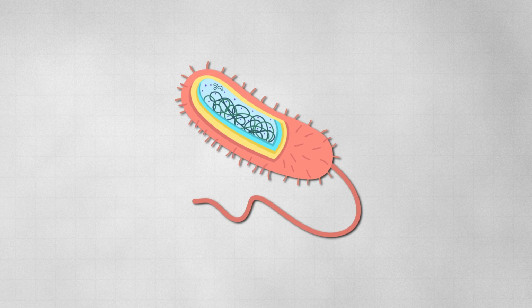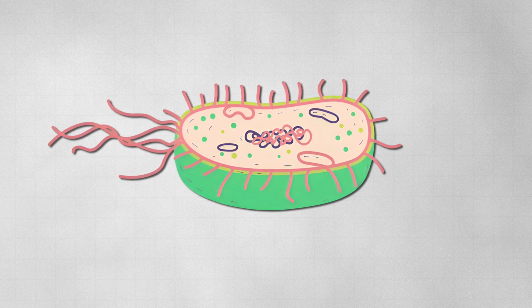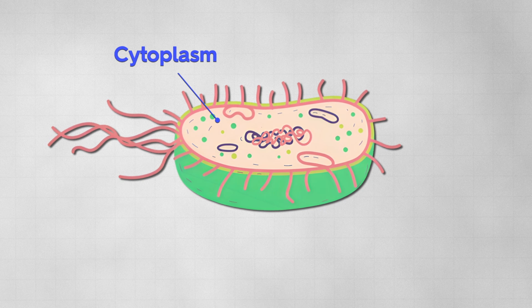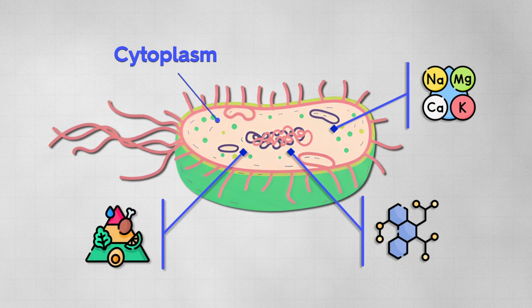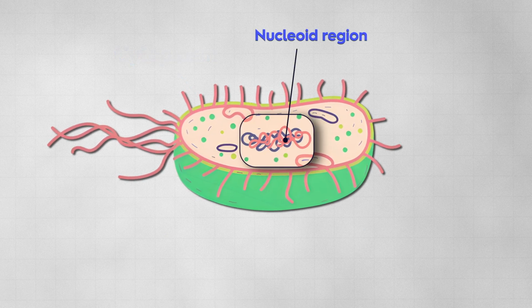Now that we've mapped the outside, let's step inside the cell. Beneath the membrane is the cytoplasm, a jelly-like mixture mainly made of water but rich in enzymes, nutrients, and ions that support chemical reactions. Near the center is the nucleoid region. It is not a true nucleus, but a dense area containing the cell's main DNA loop.